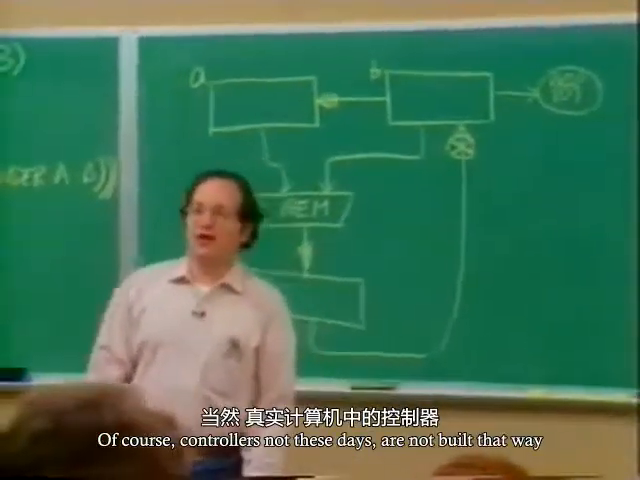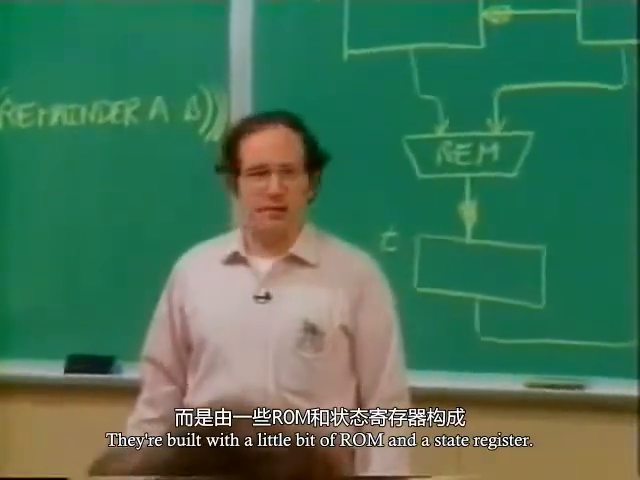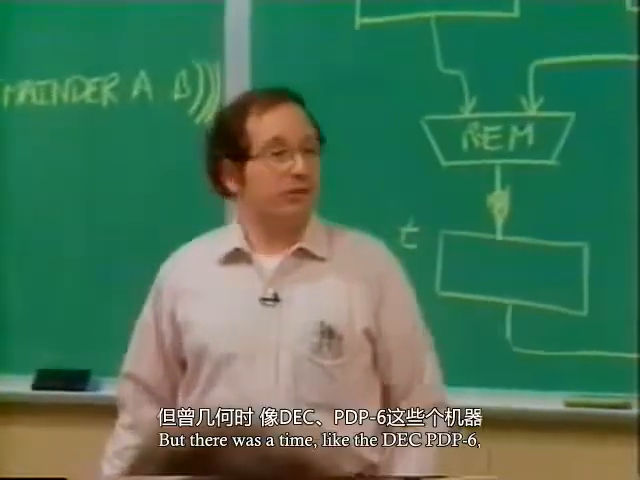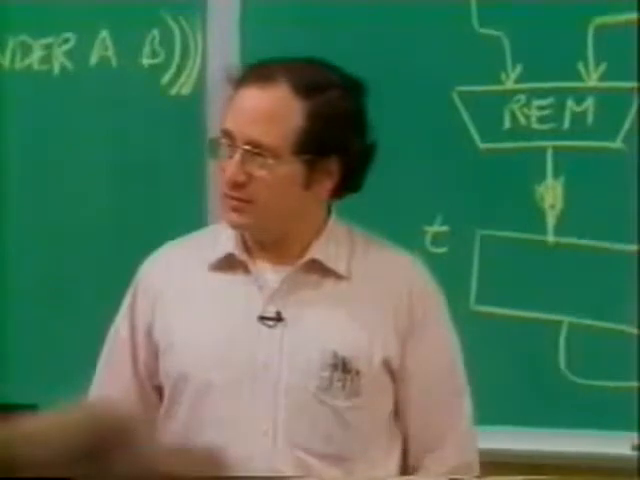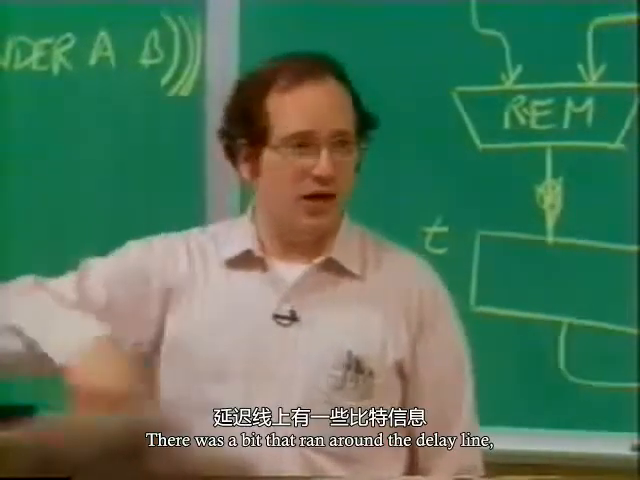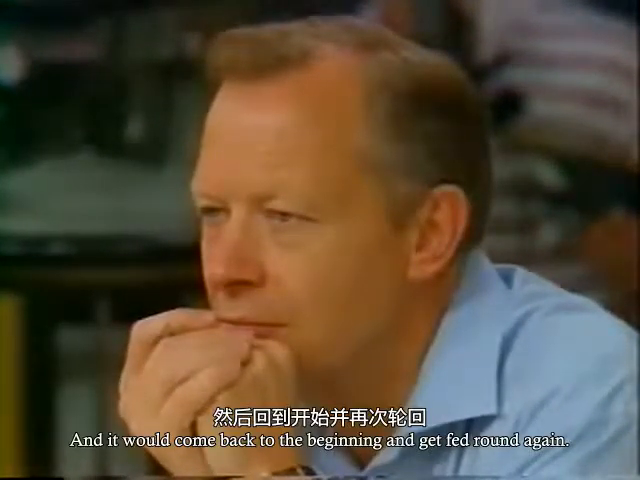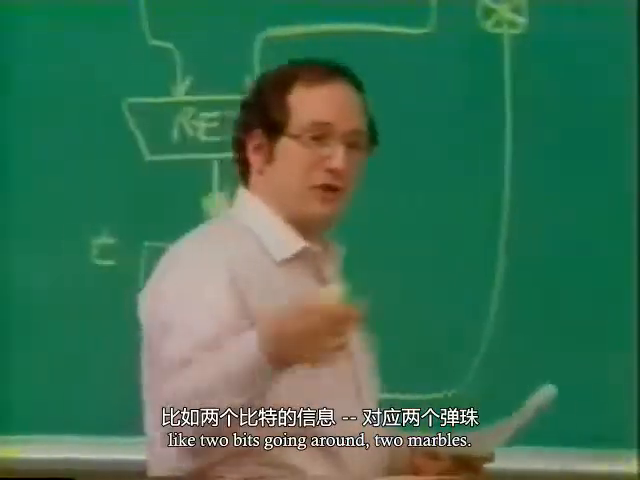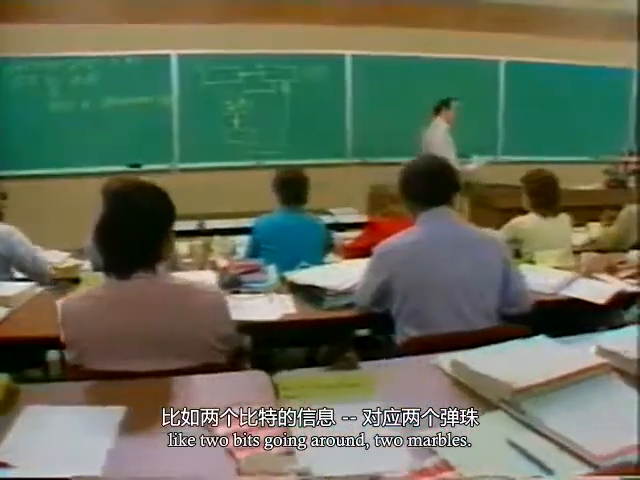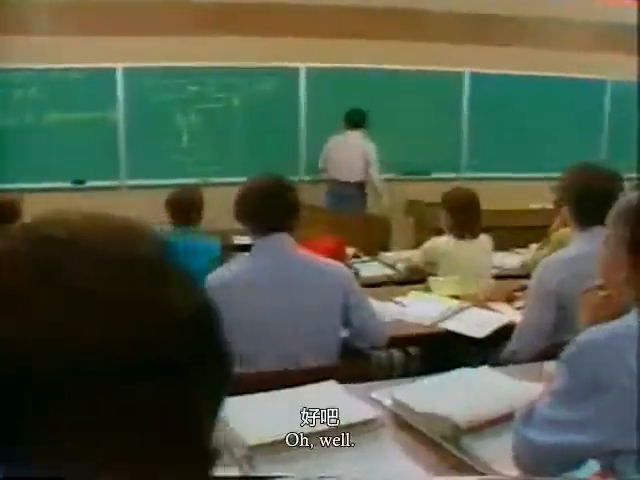Of course, controllers these days are not built that way in real computers. They're built with a little bit of ROM and a state register. But there was a time, like the DEC PDP-6, where that's how you built the controller of a machine. There was a bit that ran around in the delay line, and it triggered things as it went by, and it would come back to the beginning and get fed around again. And of course, there were all sorts of great bugs that you could have, like two bits going around, two marbles, and then the machine has lost its marbles. That happens too. Oh well.